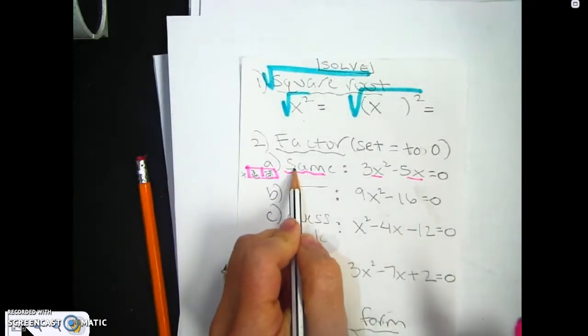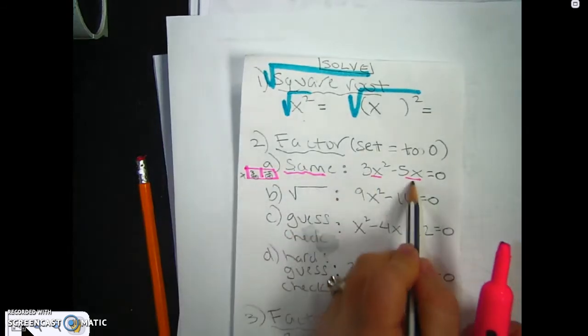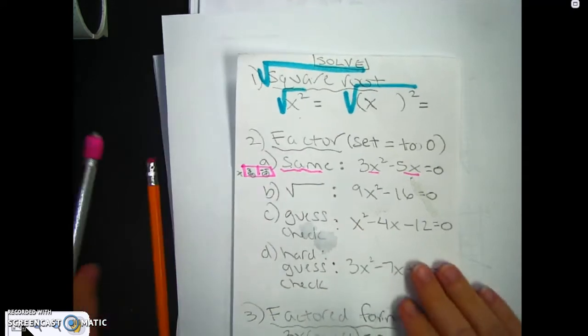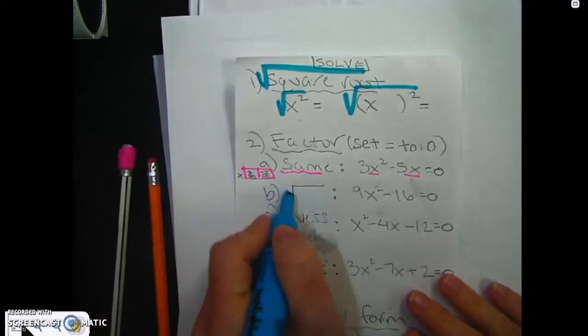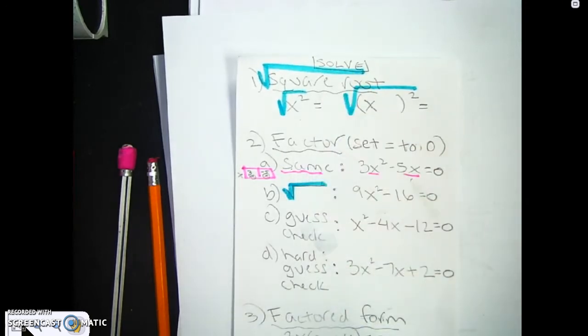I need you to always look at this one first. That's the first thing I would do right off the bat. So I would go, hey, do they have something the same? If they don't, it's something else. Now this letter B is a little bit tricky because it is the square root. So you could do it by factoring or you could do it by solving.